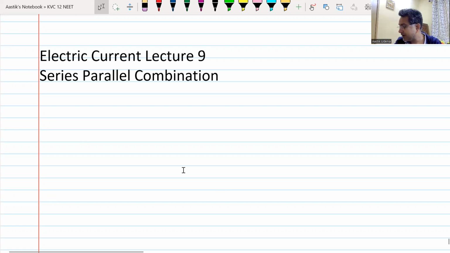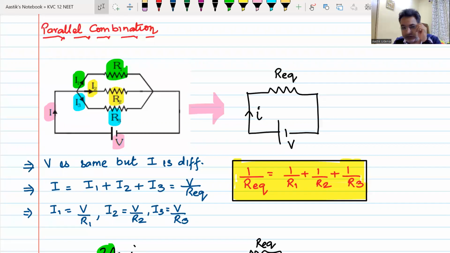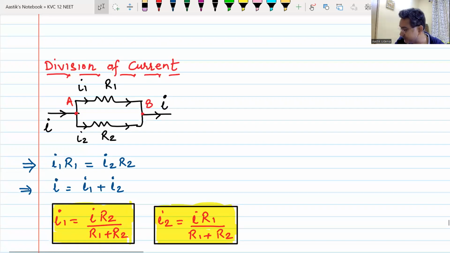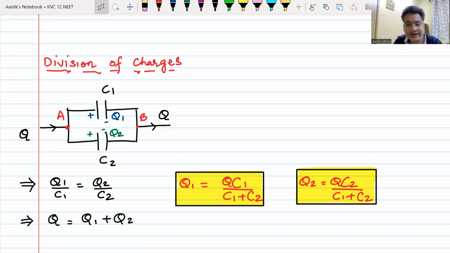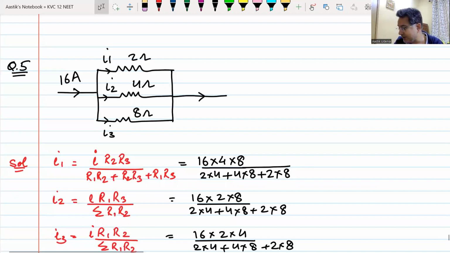In the previous class, we had seen parallel combination. What happens in parallel combination? The voltage is the same, but the current flowing through different branches may be different. We also saw how current divides in two parallel branches. We had seen this formula. This is the question that is more likely to come. We also saw how charge divides. Charge divides in direct ratio of capacitances. Do we remember this? We also saw one question which was current dividing in three parallel branches. Do you remember that formula?